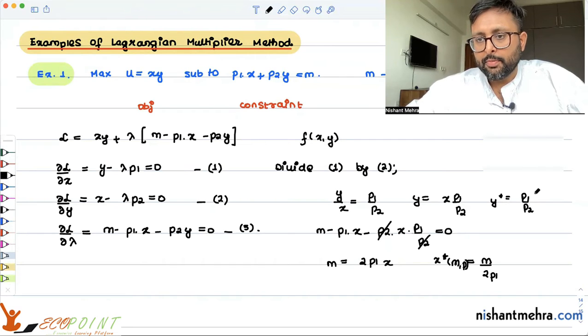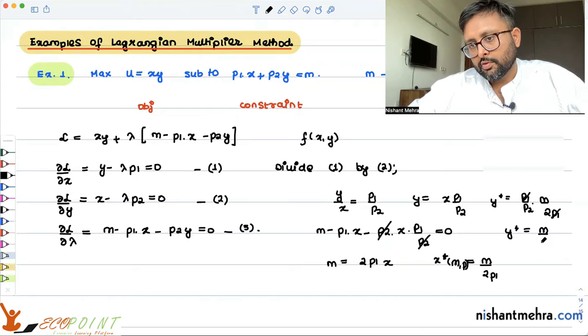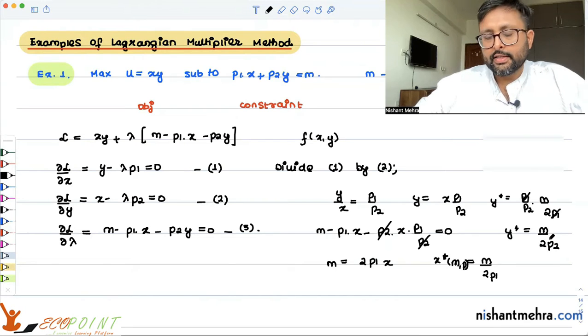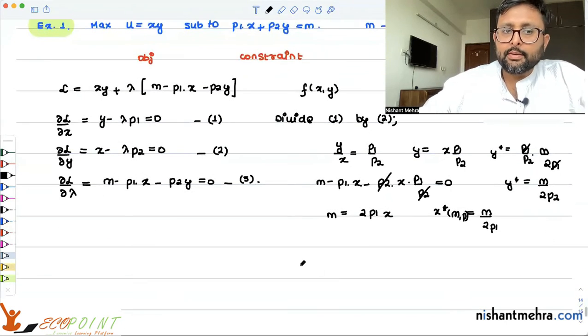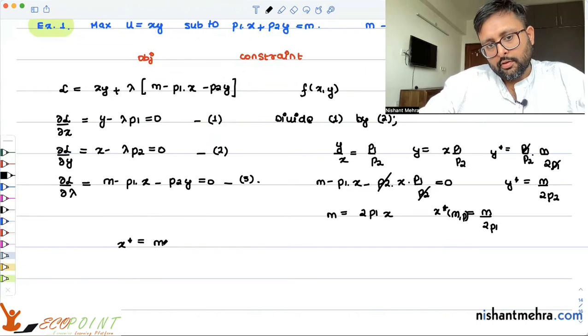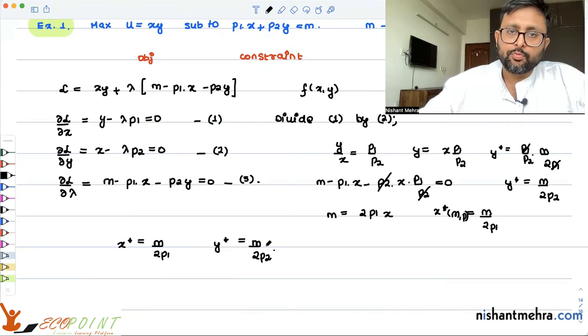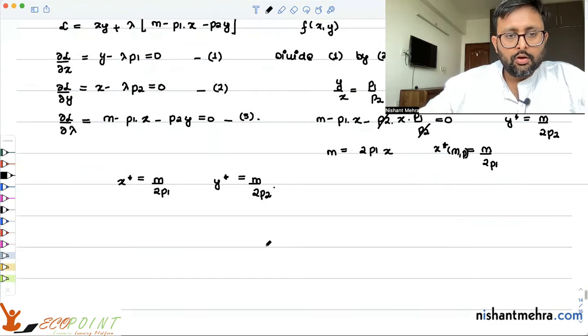But this is P1 by P2. In place of X star, I can write M by 2P1. So my answer is Y star is M by 2P2. Y star is M by 2P2. You with me? So what are the optimals? X star is M by 2P1. Y star is M by 2P2. This much. Okay.